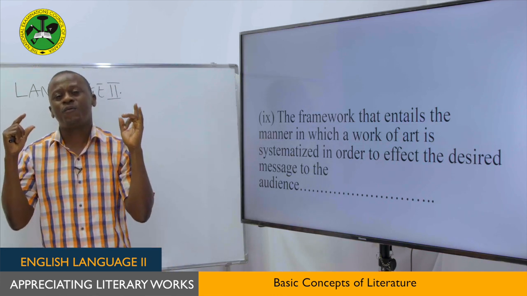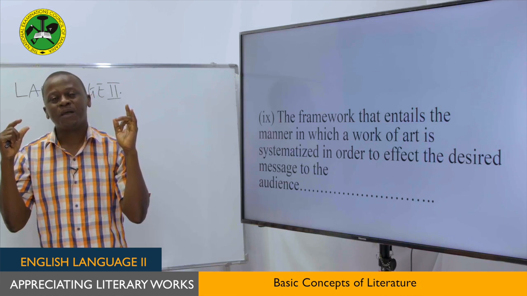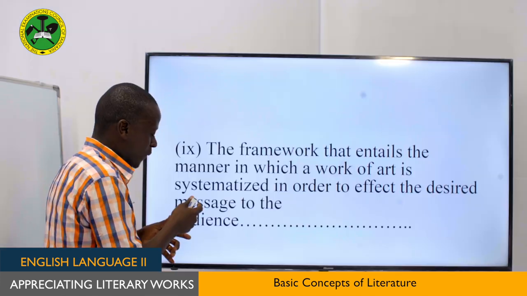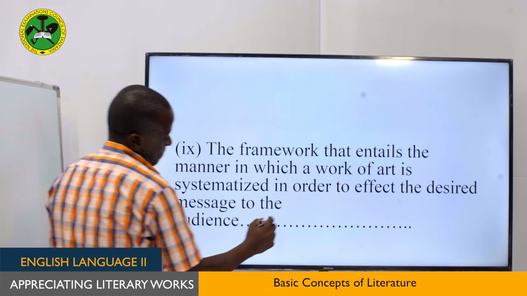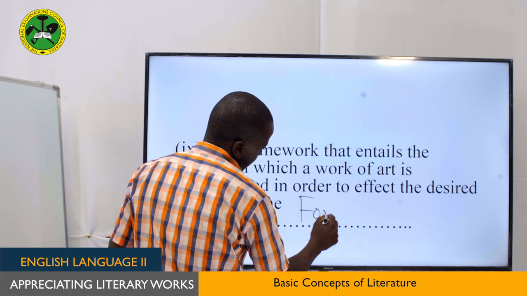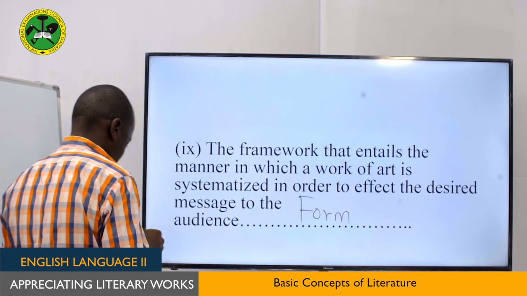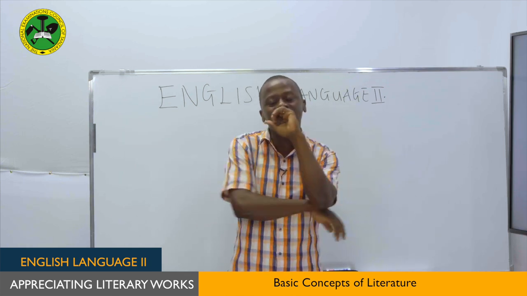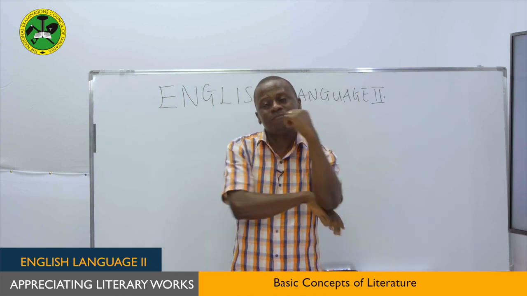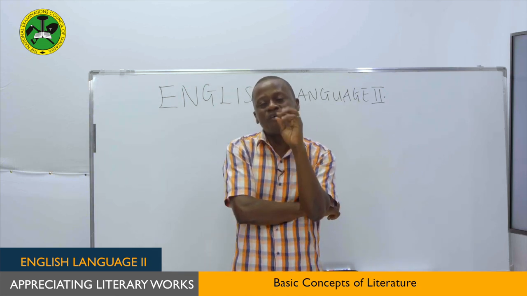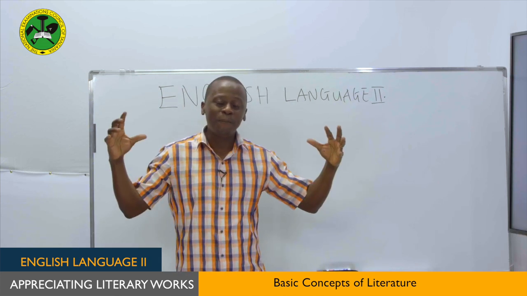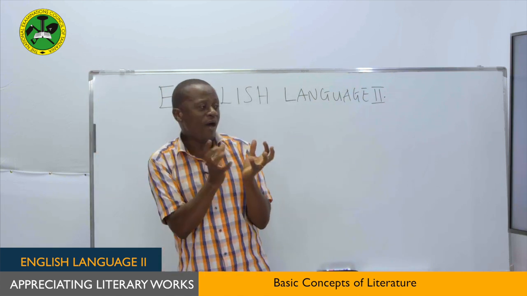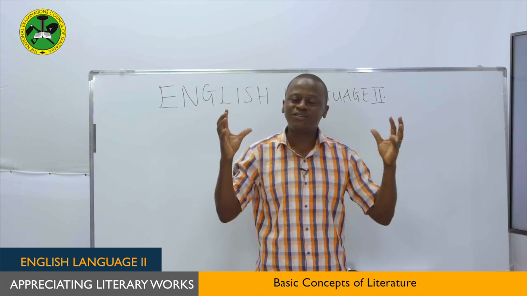That question, how, pushes us to a literary concept, which is called form. You remember, in a work of art, there are two key terms, especially when you are analyzing a work of art. We have a form and a content. So a form is that structure, that superstructure, the way you arrange, the way you organize your thoughts.